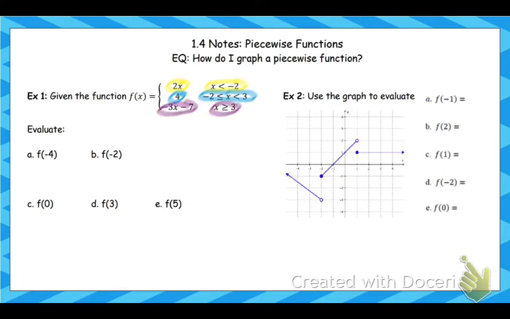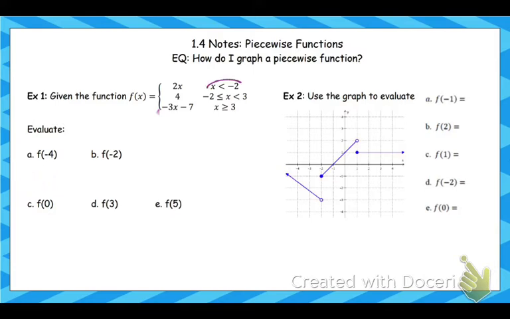To start, we are just going to figure out how to evaluate these and how to read it. Then we'll look at actually graphing them and writing the equations. So this first one, we're going to evaluate f of negative 4. Let's remember what that means. That means when x equals negative 4, what does y equal? To figure that out, we're going to look at our equation.